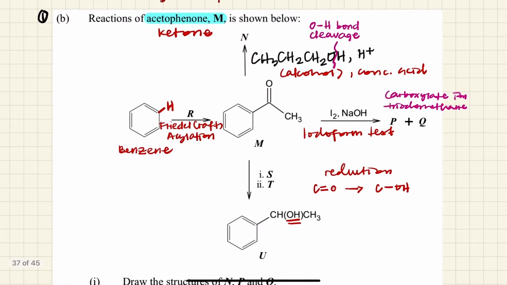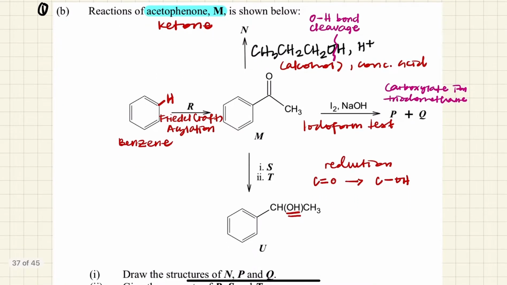So this is our first question, question number 1, where we have reactions of acetophenone M. Acetophenone has a benzene ring and also a ketone, and then it has a methyl group at the end. The first question is to draw the structures of N, P and Q. So let's look one by one, starting with the formation of N.